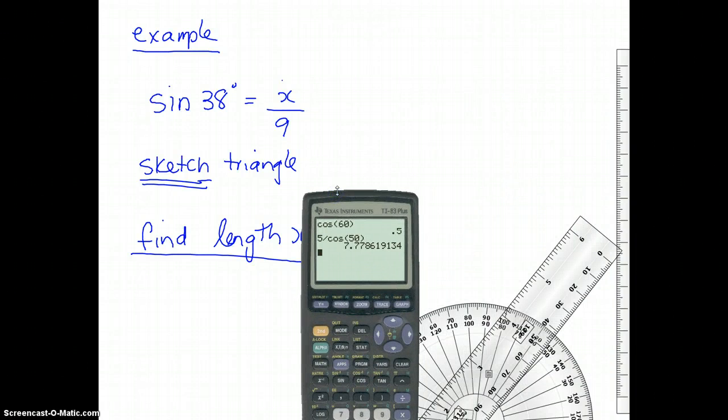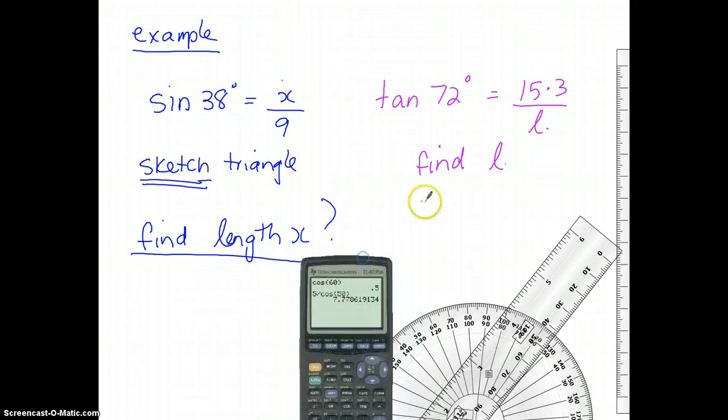All right, I'm going to get you to do one more. Let's say we knew this. That the tan of 72 degrees is equal to 15.3 over a length there. How will we find that length in a triangle? Once again, do a sketch. Always do a sketch to see what you're looking at. Makes it way easier. From that sketch, I want to see if you can find the length L.